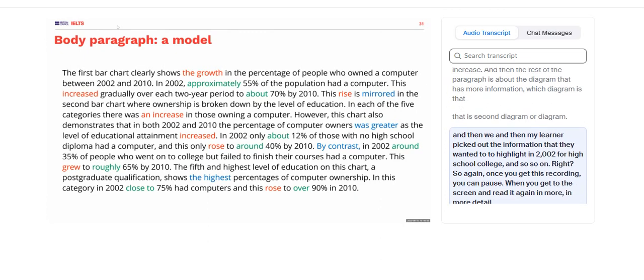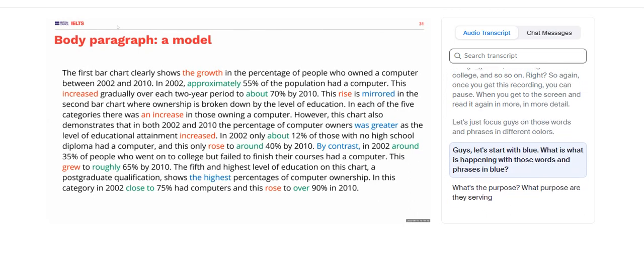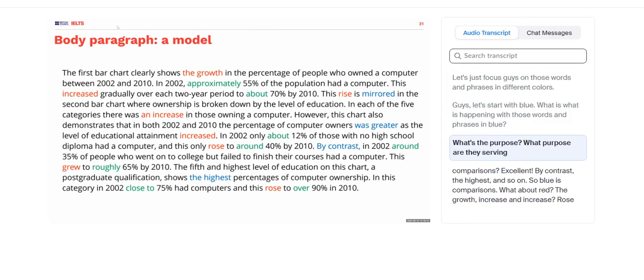And then my learner picked out the information that they wanted to highlight. In 2002 for high school, college, and so on, right? So again, once you get this recording, you can pause when you get to the screen and read it again in more detail. Let's just focus, guys, on those words and phrases in different colors. Guys, let's start with blue. What is happening with those words and phrases in blue? What purpose are they serving?